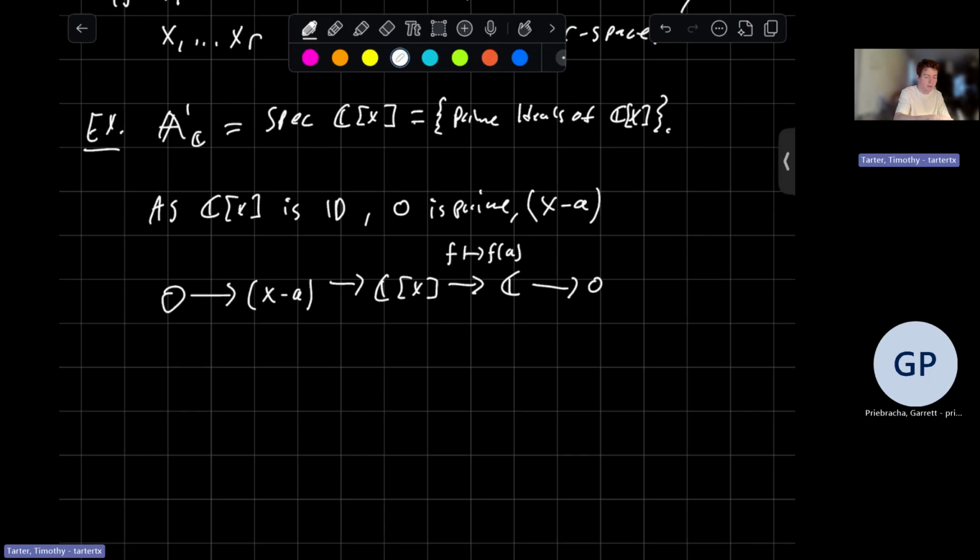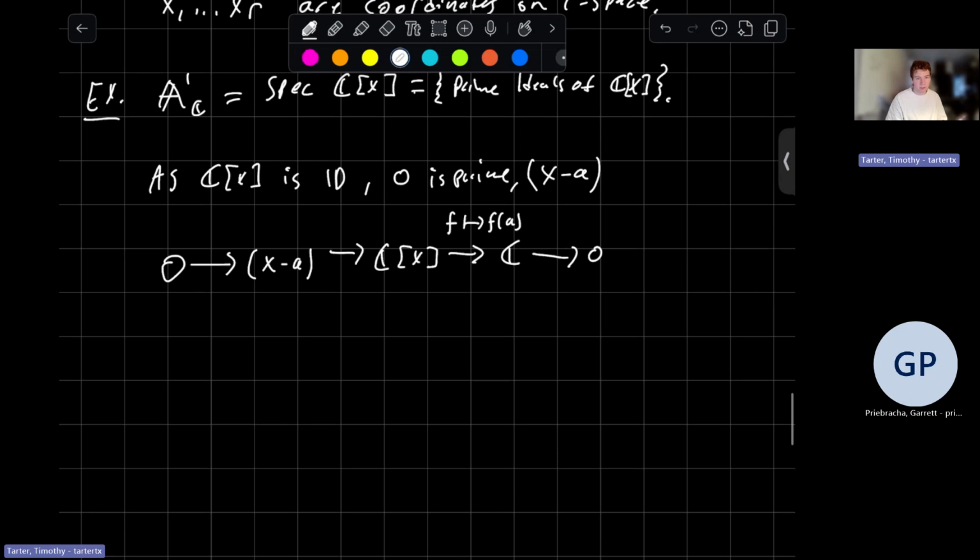And there are no other prime ideals. This is basically by the fundamental theorem of algebra, that all polynomials over the complex numbers factor into x minus a things. And so for an ideal to be prime, it should be generated by some x minus a. Right.